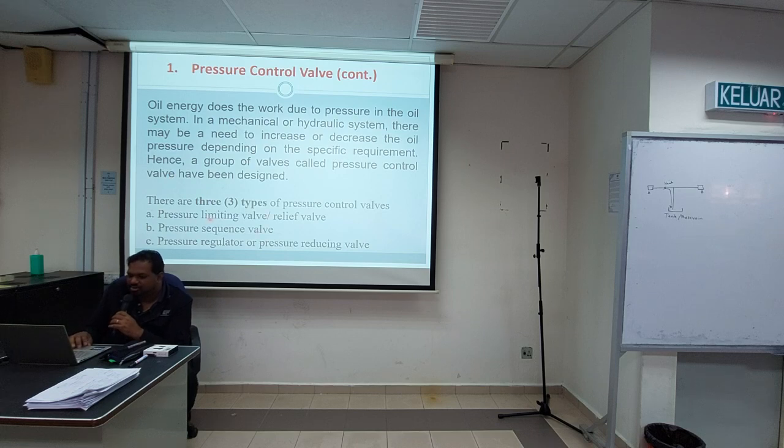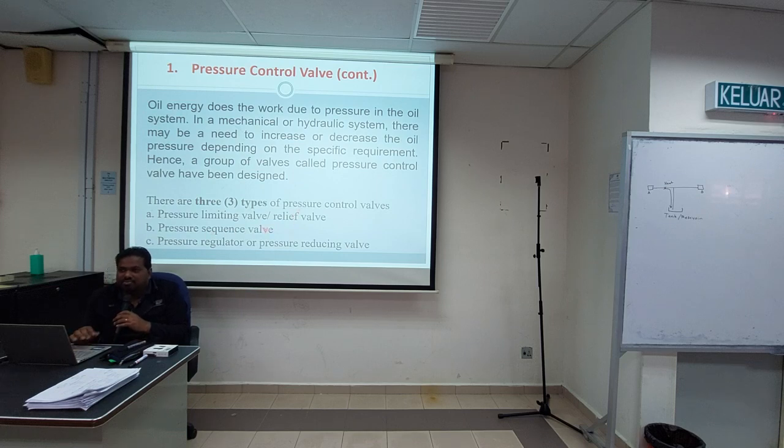So pressure control valve ada 3 jenis: pressure limiting valve ataupun pressure relief valve, pressure sequence valve and also pressure regulator, or pressure reducing valve. So ada 3 jenis lah. Okay, so I just explain pressure limiting valve ataupun pressure relief valve. Once a certain pressure dah achieve, yang remaining pressure tu dia akan release. So that's what we call a pressure limiting ataupun pressure relief valve.